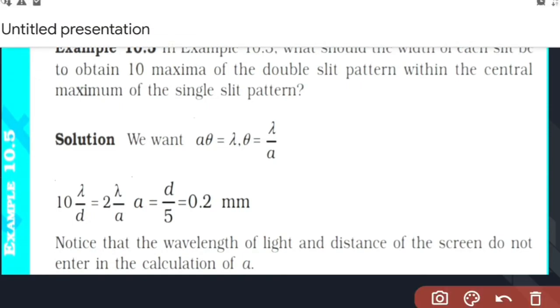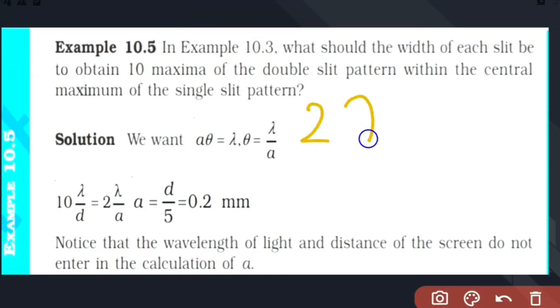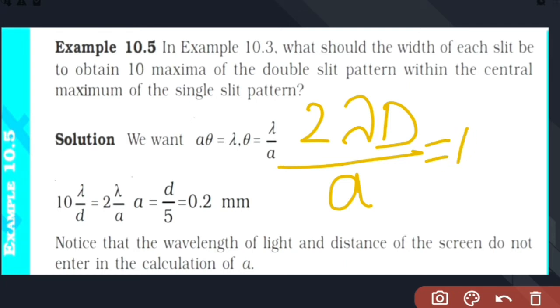That means 2 lambda D by a. That is the width of the central maximum of the diffraction pattern. That is equal to 10 lambda D by small d, where small d is the separation between the two slits in the double slit pattern. So the width of the central maximum is equal to 10 times the fringe width of the interference pattern.